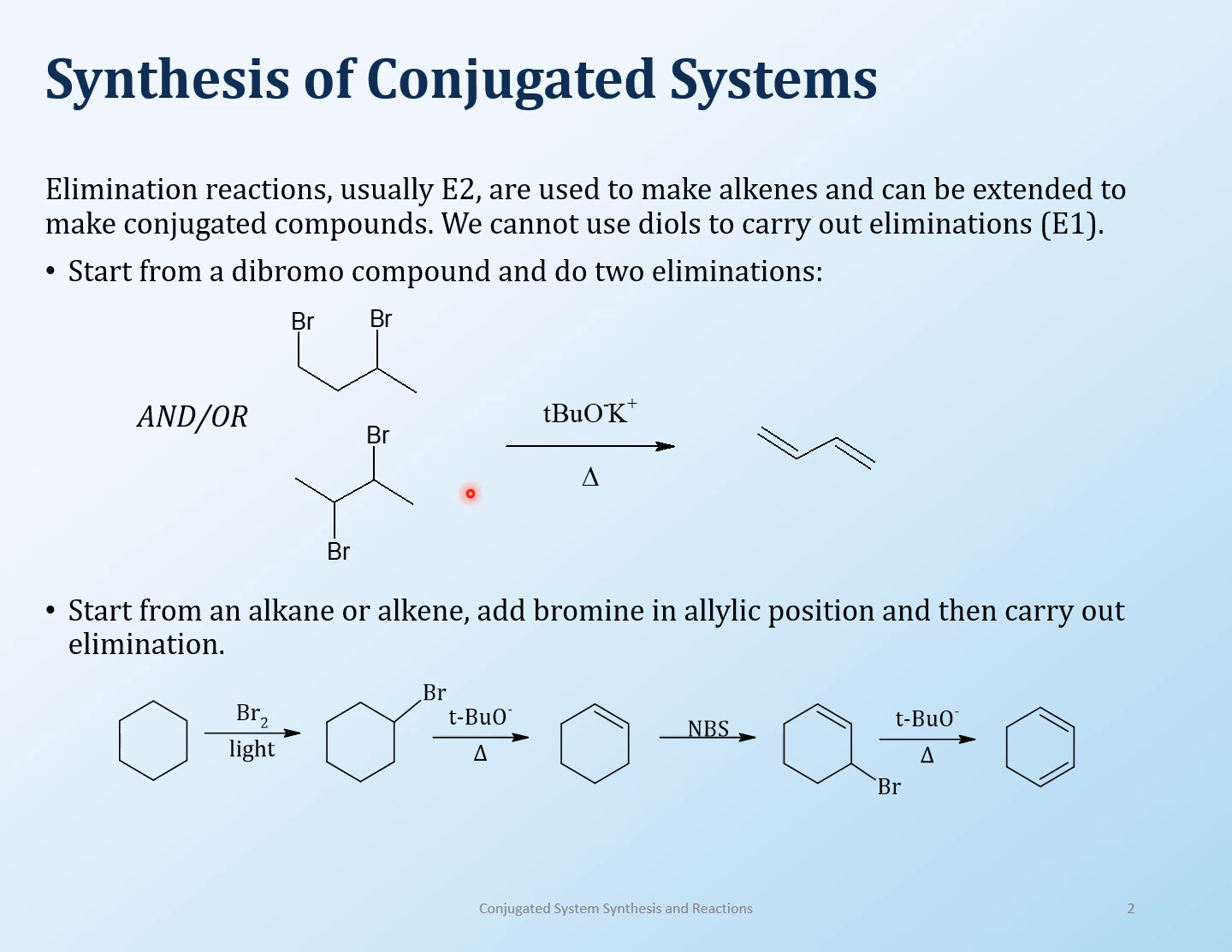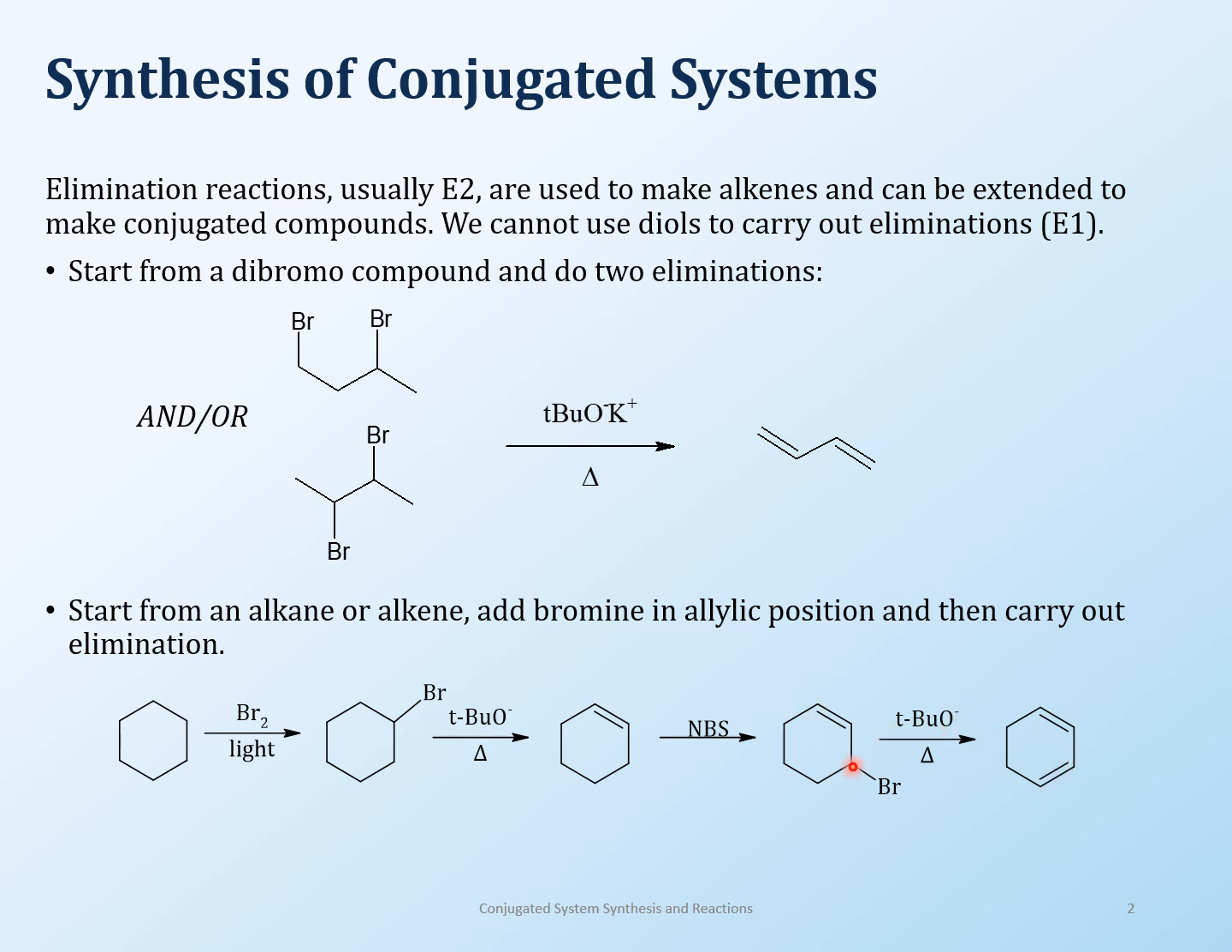So if you wanted to make a conjugated system from an alkane, how would you start? From an alkane, the first thing you would do is halogenation using light. So this is more like a free radical reaction. Then you do one elimination on this one. Once you have a double bond, now what you can do is another free radical reaction with NBS. NBS is very specific for giving a bromine in the allylic position. So once you have the bromine in the allylic position, you do another elimination and you get the conjugated system.